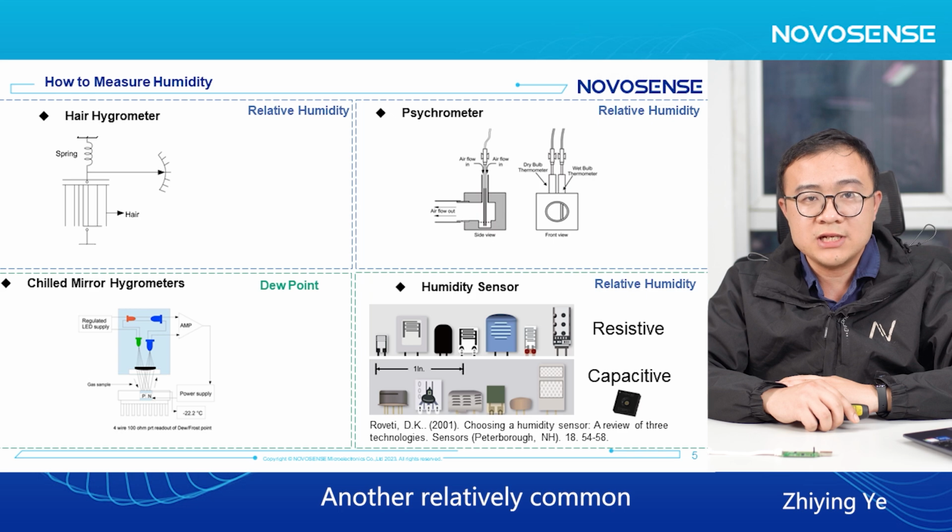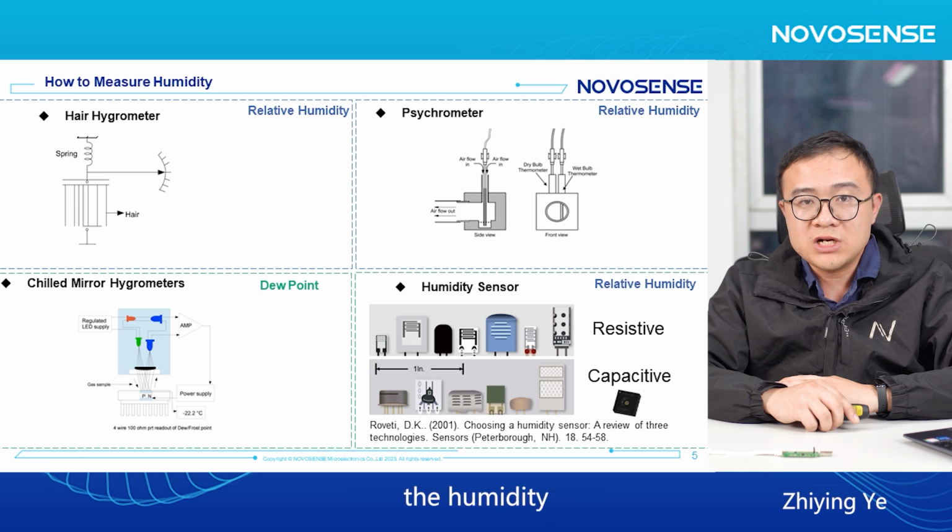Another relatively common high-precision measurement method is the dew point meter. It controls the temperature of the mirror and uses the optical measurement method to identify the current critical temperature point of frost or dew, thereby judging the dew point or frost point temperature, and then determining the humidity.